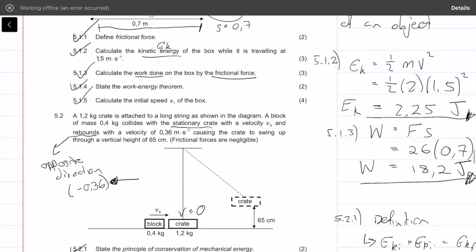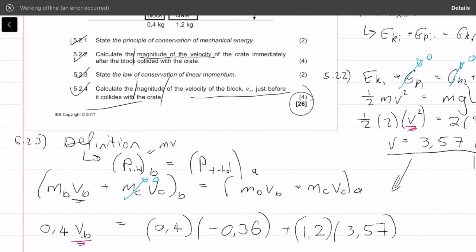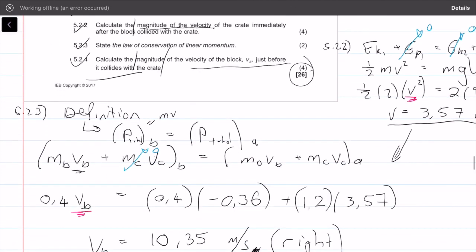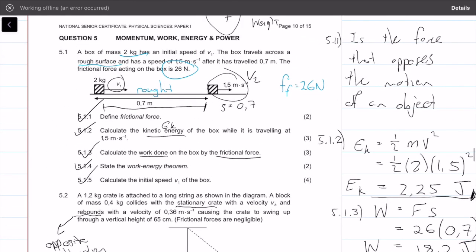So we get 4 marks for that and a total of 26 marks, which is a lot of marks. And like I said, 8 of those marks come from definitions. So if you know your definitions well, then it will definitely help you with the exam.